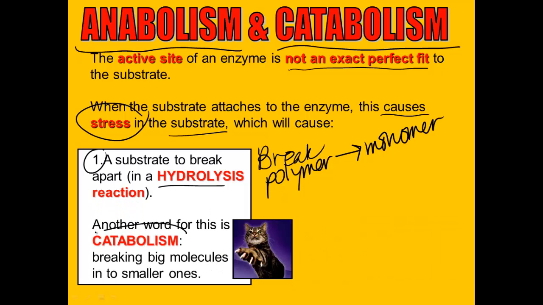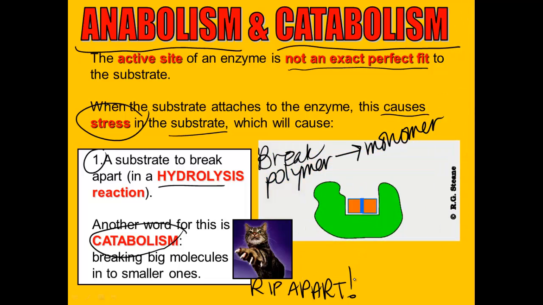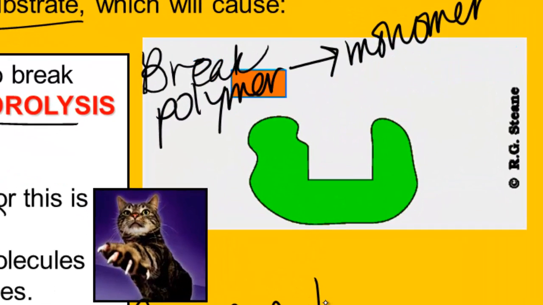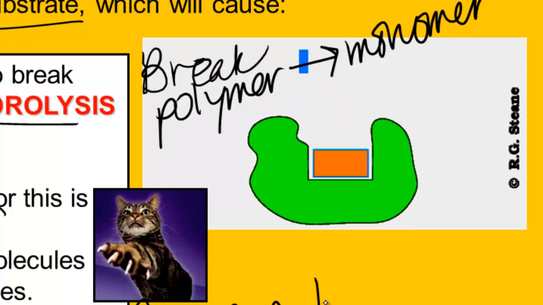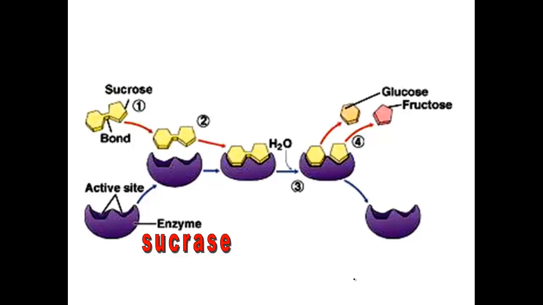So you're breaking a big molecule, a polymer, into a smaller molecule, a monomer. Another word for this is catabolism. Just picture a big cat using its claws to rip apart a big molecule into a smaller molecule, as you can see in this animation. So one substrate becoming two products.